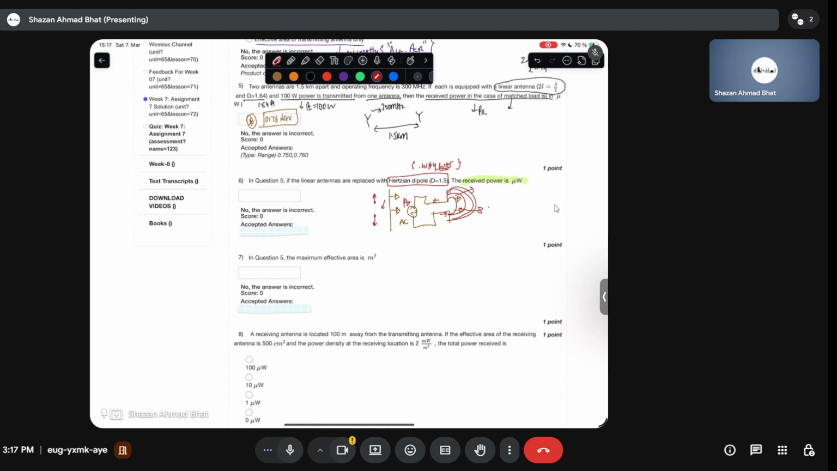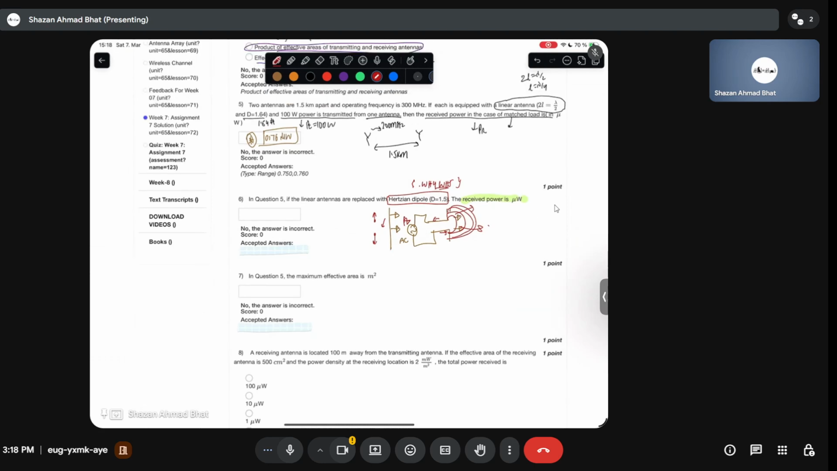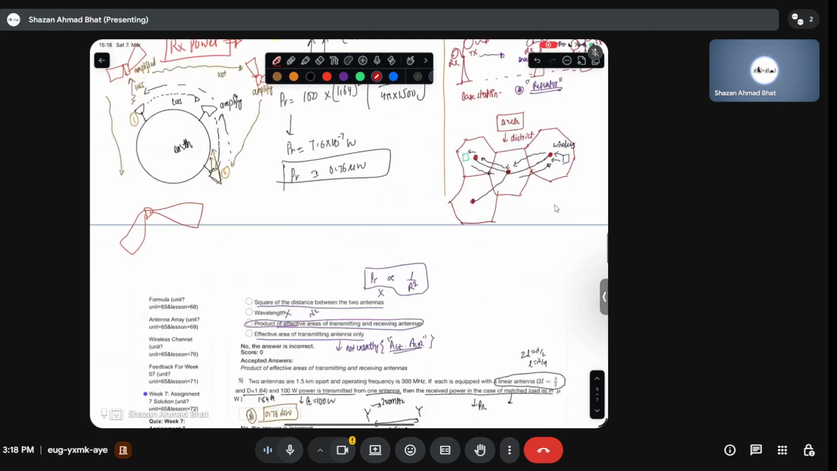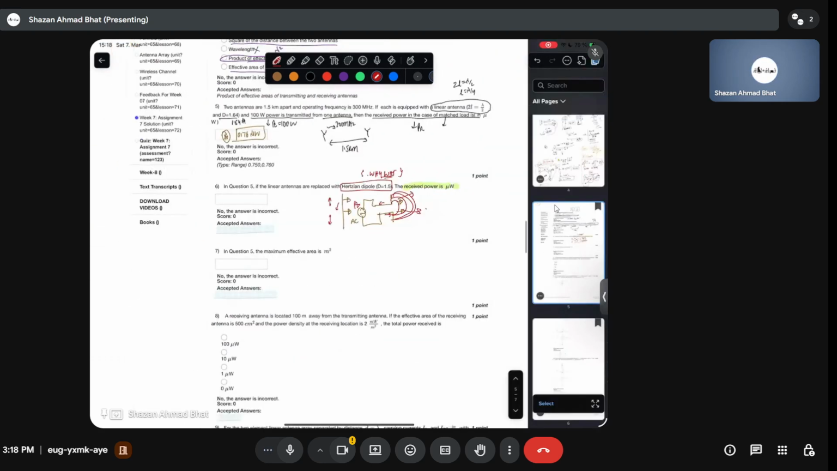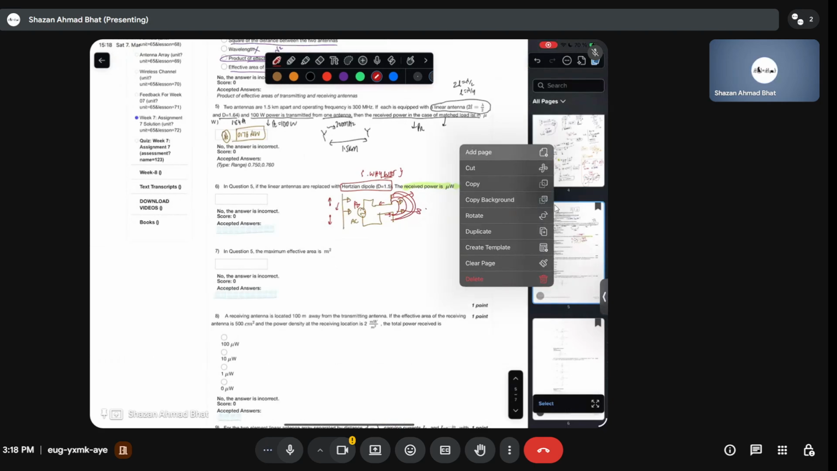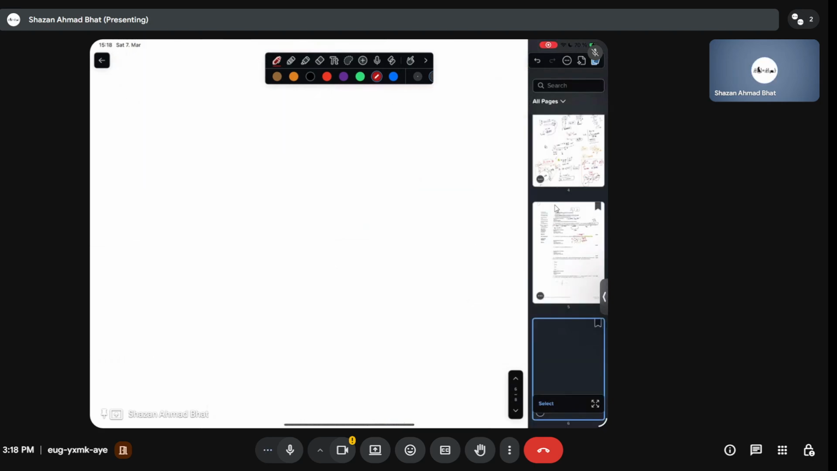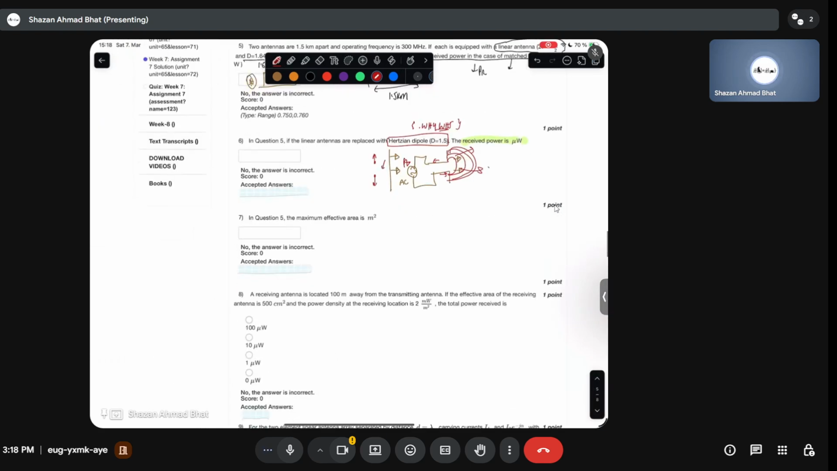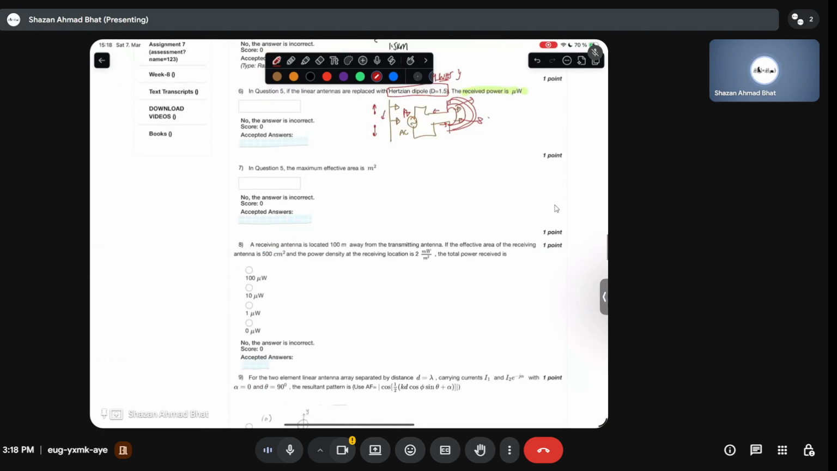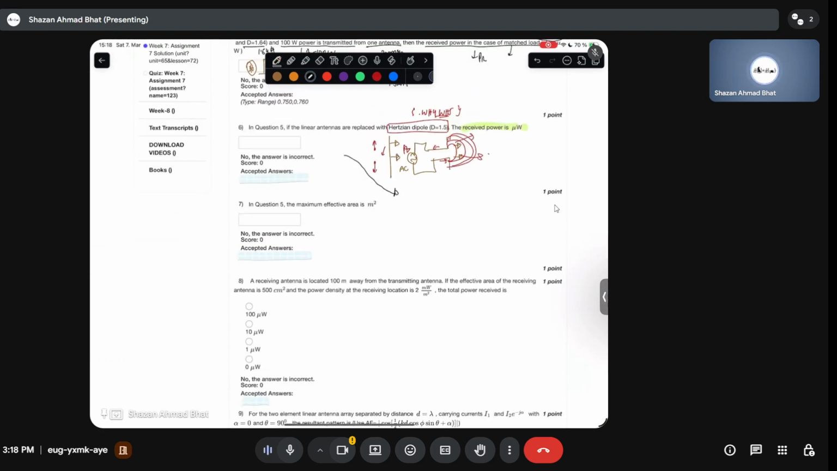Now, initially, how much was the directivity? It was 1.64. So now if you have, let's say, let me add a page, question 6. I think everything should remain the same. So let's solve it here. In the previous question, we now have D equals 1.5 instead of 1.64.